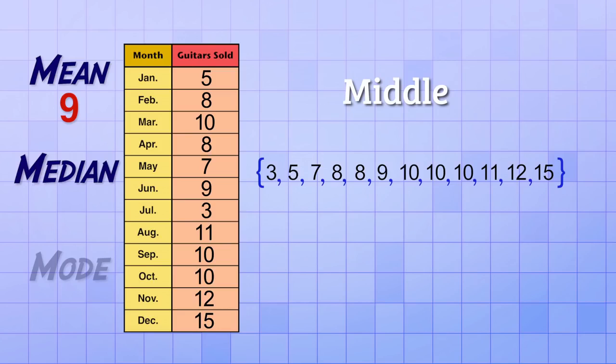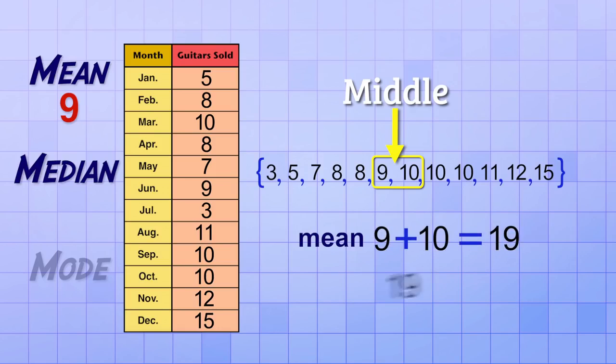There, that's better. Since there's an even number of members in this set, we can't just choose the middle number. So we're going to have to pick the middle 2 numbers and then find the mean of them. 9 and 10 are in the middle, since there's an equal number of data values on either side of them. So we need to take the mean of 9 and 10. That's easy. 9 plus 10 equals 19, and then 19 divided by 2 is 9.5. So the median number of guitars sold is 9.5.